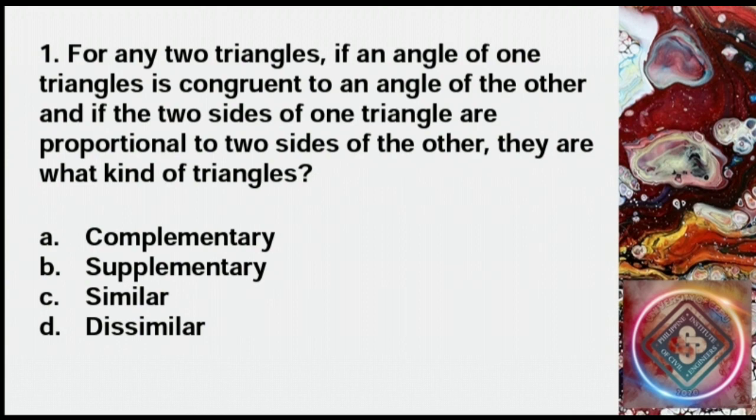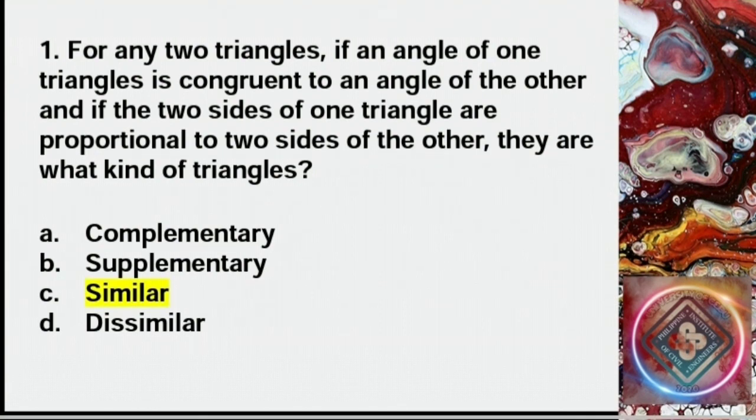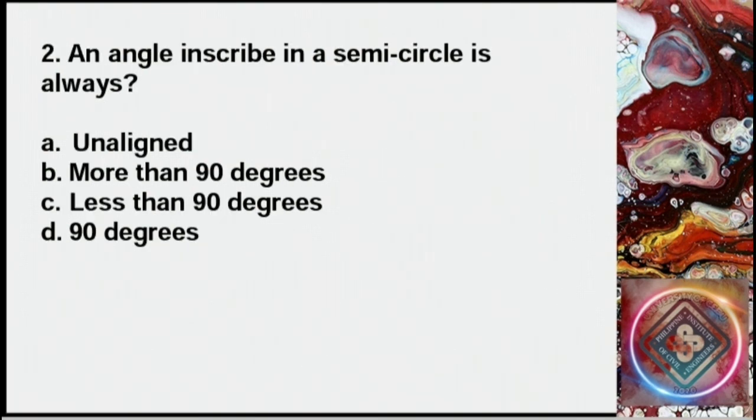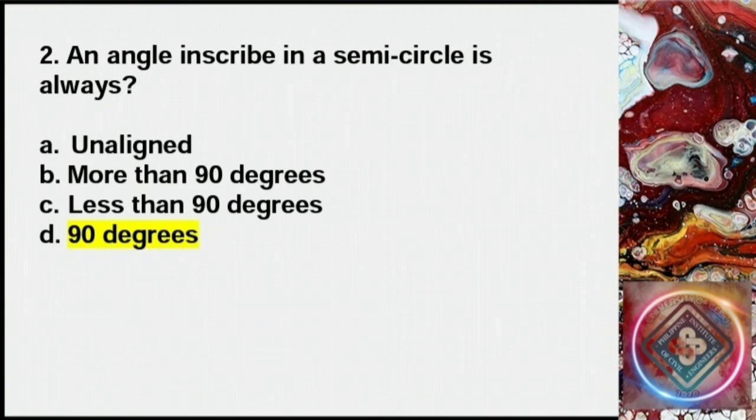1. For any two triangles, if an angle of one triangle is congruent to an angle of the other, and if the two sides of one triangle are proportional to two sides of the other, they are what kind of triangles? A. Complementary, B. Supplementary, C. Similar, D. Dissimilar. C. Similar. Number 2. An angle inscribed in a semicircle is always A. Unaligned, B. More than 90 degrees, C. Less than 90 degrees, D. 90 degrees. D. 90 degrees.